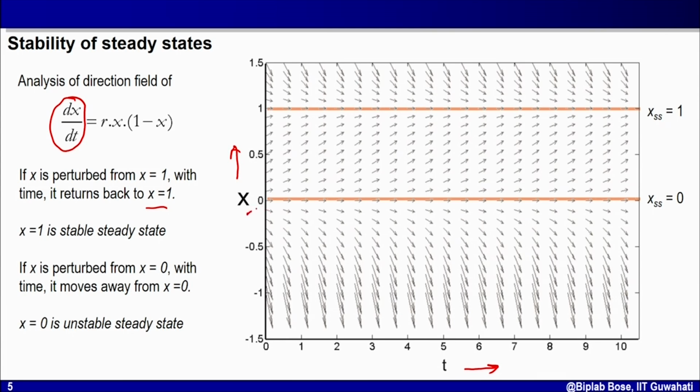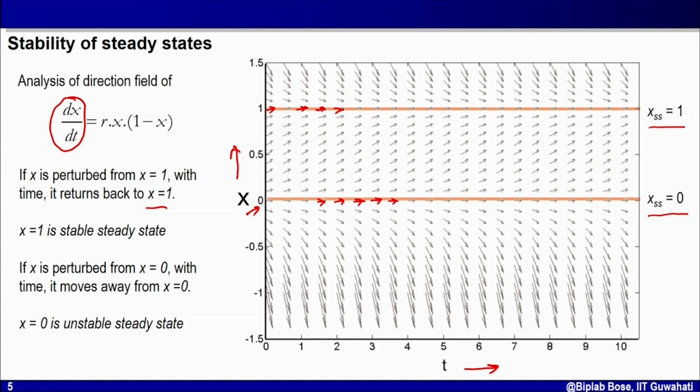At x equal to 0, if you move along the time axis, you will see all arrows are horizontal. That means along x equal to 0, dx/dt is equal to 0. Similarly, at x equal to 1, all arrows are horizontal. That's why I have drawn two straight lines to represent that we have steady state at x equal to 1 and x equal to 0, and the direction arrows which represent dx/dt are all zeros.